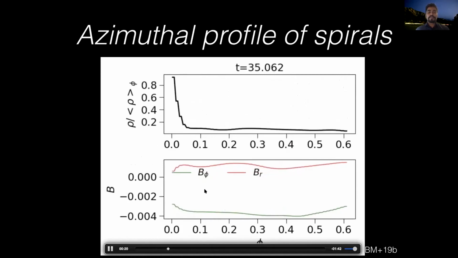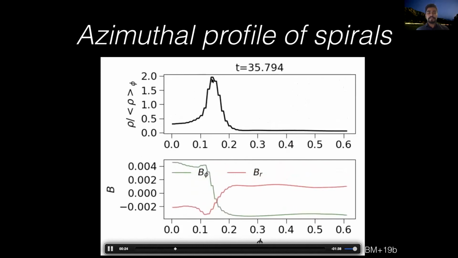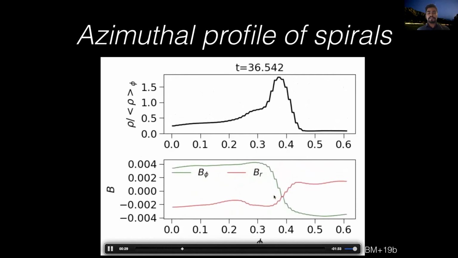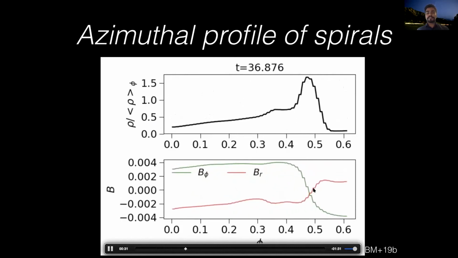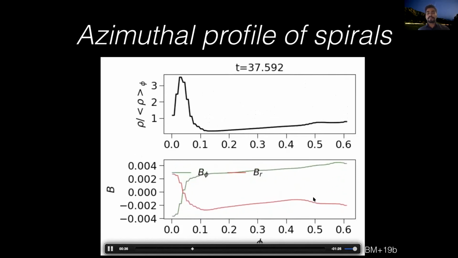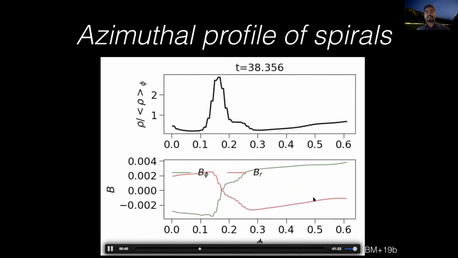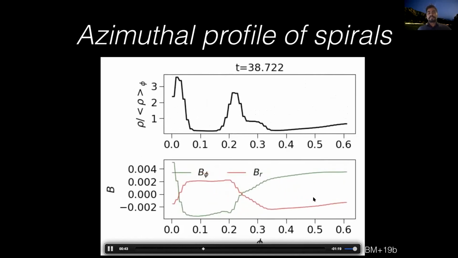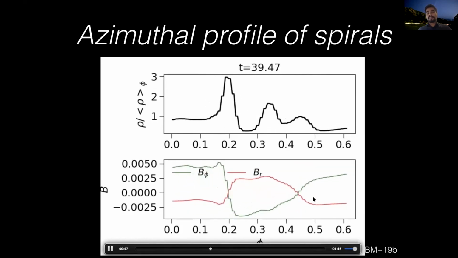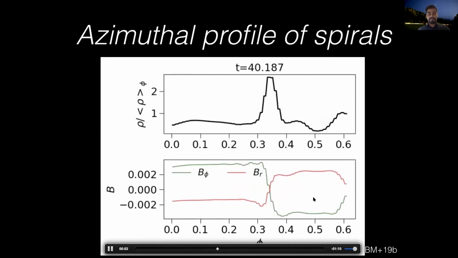The lower panel here is BR and B phi. Now you see that this density peak, which I was just trying to show, is coinciding with this intersection of the red and green curve. And then it keeps following for 50 orbital periods, the last time snapshot we have for this run. So it is interesting that these particular high density regions are confined with these current sheet regions.